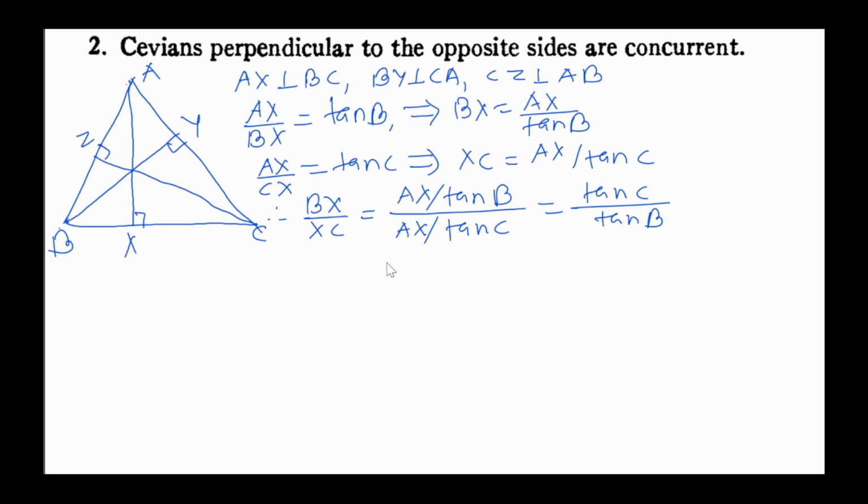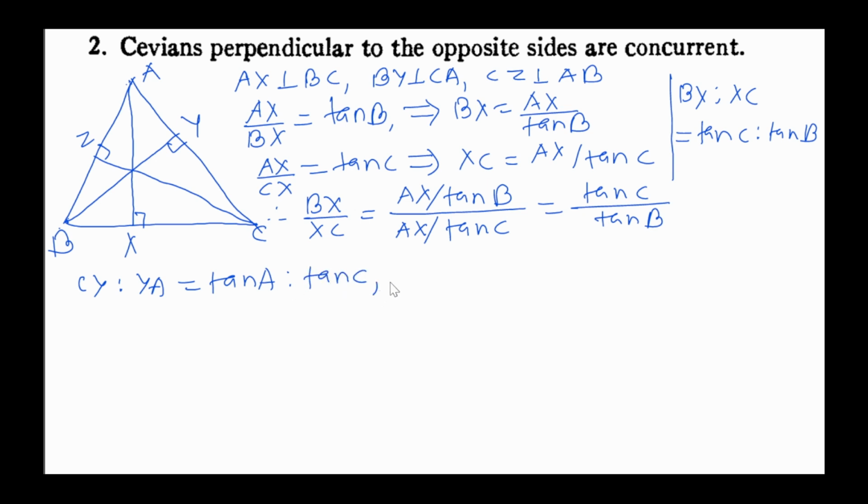That is, BX upon XC is equal to tan C upon tan B. Similarly, CY upon YA is equal to tan A upon tan C, and AZ upon ZB is equal to tan B upon tan A.